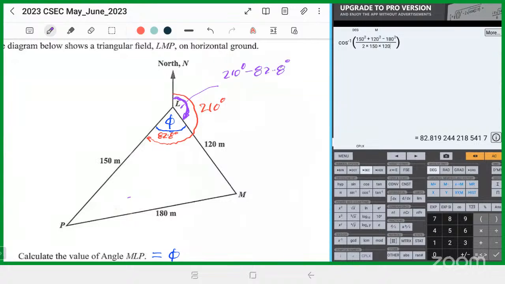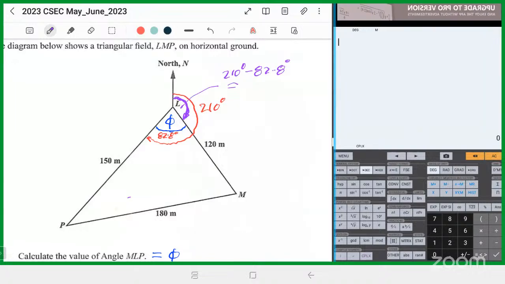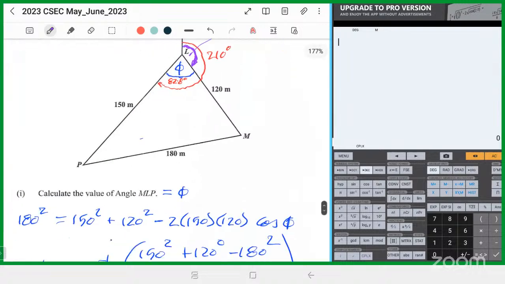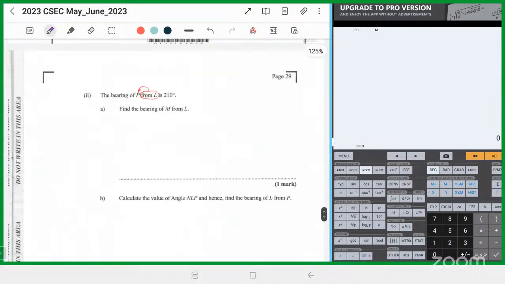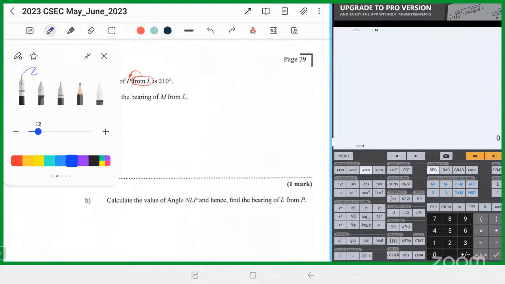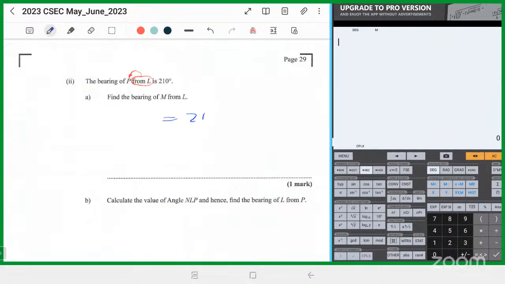Let's go from now. Right? That is 127.2 degrees, right? And after that there is 210 minus 2. This is M from, so that's what happens, to be equal to 210 degrees.